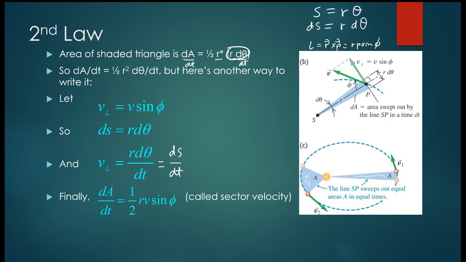So pause if you need to, because this is a little bit tricky, but basically what we're saying is that 1/2 r squared d theta/dt is equal to 1/2 r times r d theta/dt, which is v perpendicular, and v perpendicular is v sine phi. Okay, so that's where this comes from. Okay, so where do we go with this?